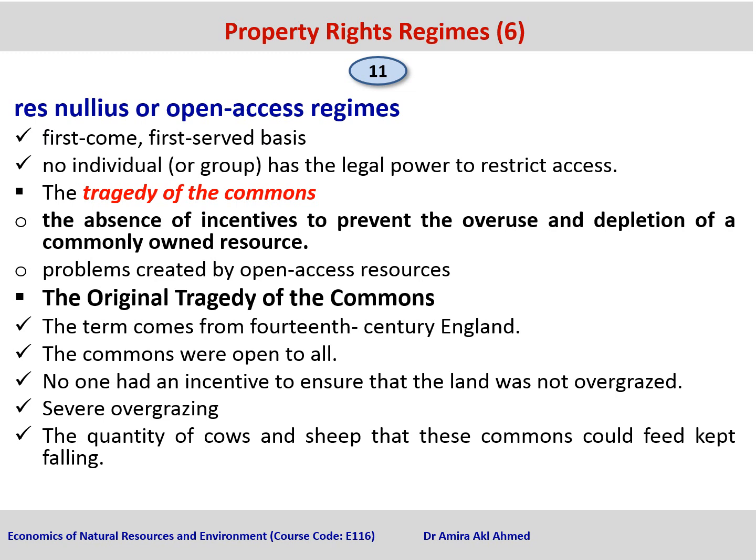The term tragedy of the commons comes from 14th century England. Grassland near a town was called the commons because it was publicly accessible by all villagers to support their livestock. Because the commons were open to all, no one had an incentive to ensure that the land was not overgrazed. Therefore, the result was a severe overgrazing situation. Due to overgrazing of the commons, the quantity of cows and sheep that they could feed kept falling.